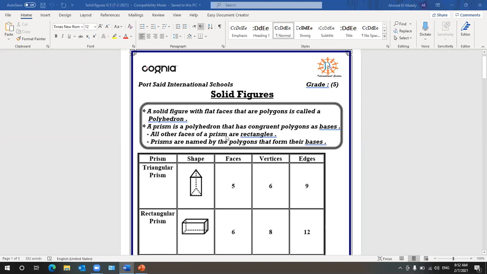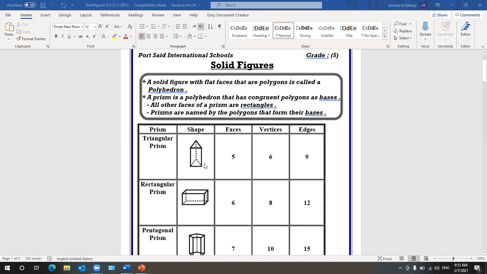This is our sheet, the solid figure. As we said, a solid figure with flat faces that are polygons is called a polyhedron. A prism is a polyhedron that has congruent polygons as bases. It has two bases, as we said, and all other faces are rectangles. Prisms are named by the name of the base, as we said. If the base is a triangle, it will be a triangular prism, like this one.